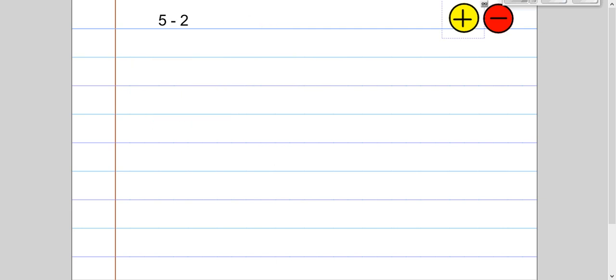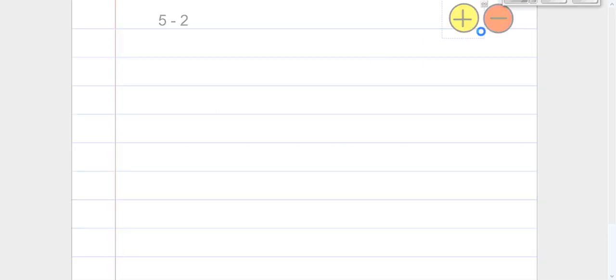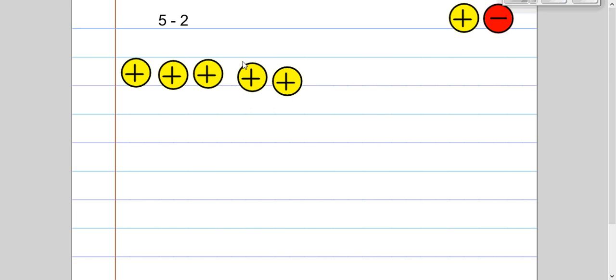Here we have a +5 minus a +2. So I'm going to start off with +5, so 5 of the yellows. Start off with 5 yellows, and then I need to take away. So remember, the minus symbol means to take away. I don't need to add anything else onto the board because I'm subtracting.